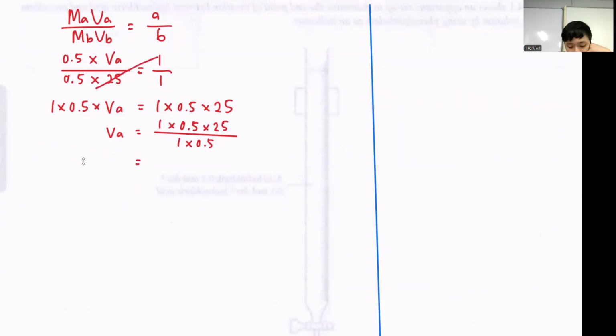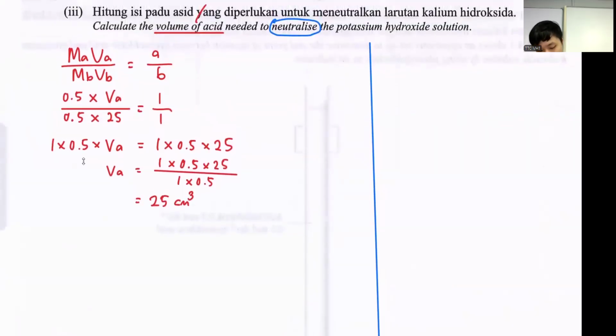Cross multiply, cross multiply. Then you make VA as a subject. So you get 25 cm cube. 25 cm cube. So apparently the answer scheme is a bit funny. Sometimes they give only 1 mark, 2 marks, I don't know. So if you want to be safer, then you use the classic number of mole to find.